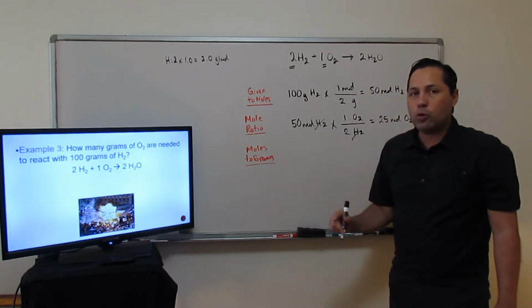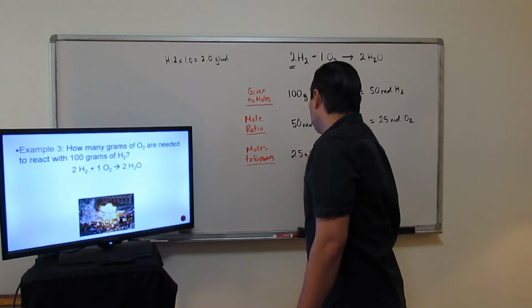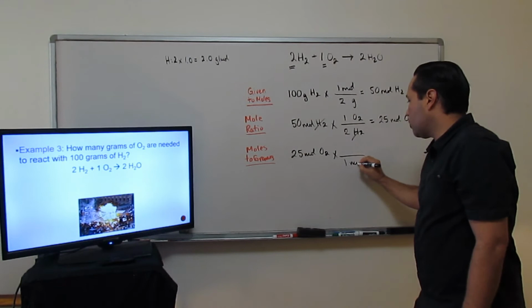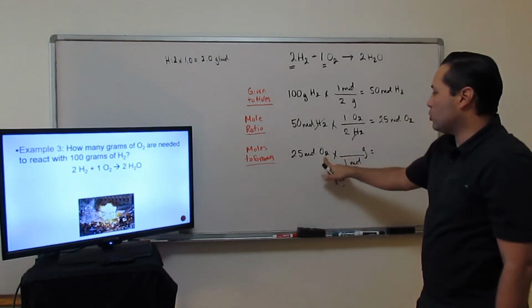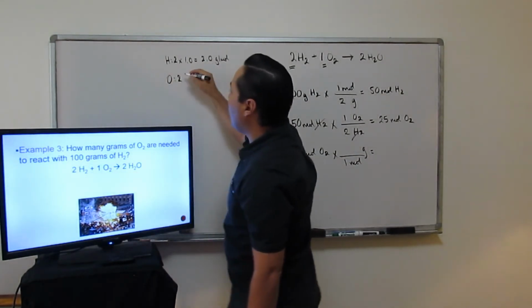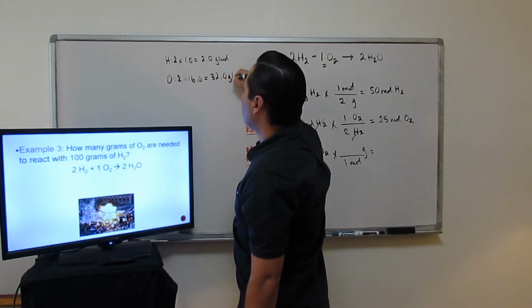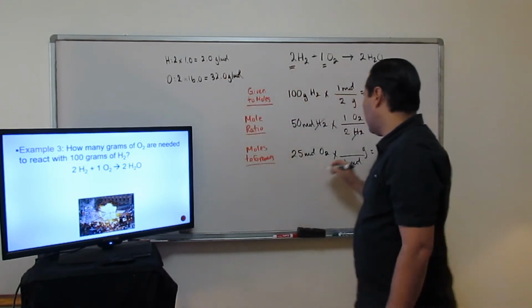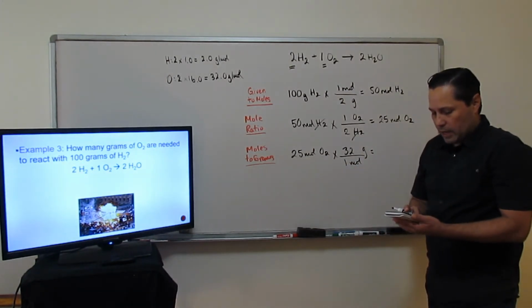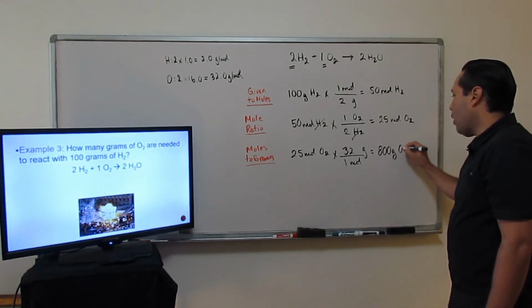Final step, get those moles and switch them to grams. So I have 25 moles of oxygen. I'm going to put moles in the denominator so that they can cancel out, and the grams on top, the molar mass of oxygen. Oxygen gas is O2, so there are 2 oxygens. The molar mass is 16, so that gives us 32 grams per mole. That's the molar mass of oxygen, 32, so I'm going to put that right there. So it's 25 times 32 divided by 1. That gives us a value of 800 grams of oxygen gas.